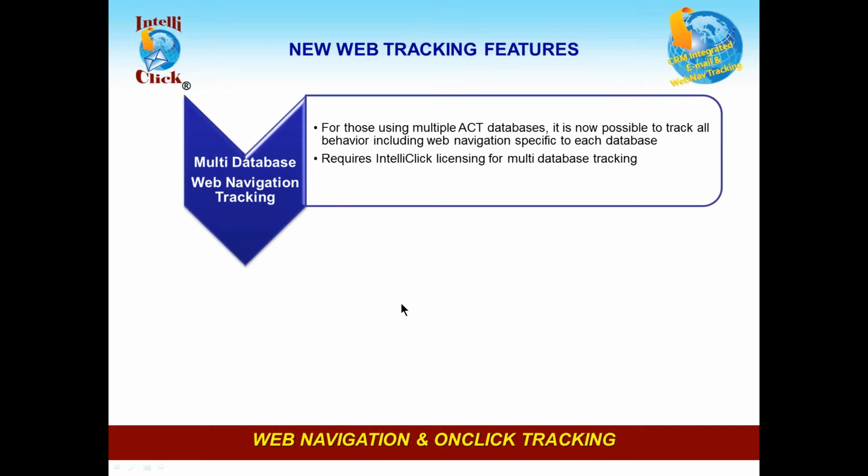So I'm going to start off first by talking about some new features we offer that deal with web tracking. The first actually was a slight enhancement to our ability to track across many different databases. So if you have multiple ACT databases, we do have the ability to track behavior for any emails being sent from the database, and not only track that they've clicked or opened messages, but what they've done on your website tied back to that specific database. So we now are able to uniquely identify which database the information being tracked belongs to and make sure it gets updated in real time.